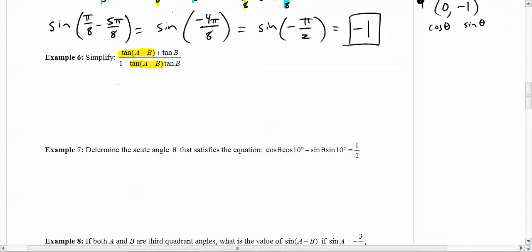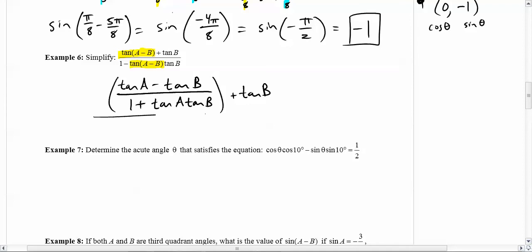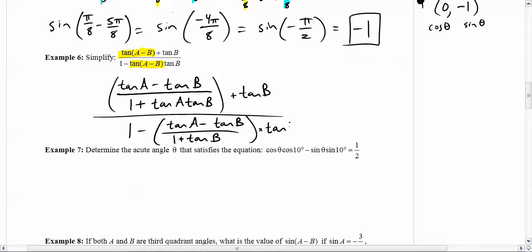So I'm going to replace that in brackets. That's tan a minus tan b over plus. I'll do the same thing in the denominator. Minus over plus. Gross. What a mess. So if I change to sine and cosine here, it would get really gross and messy. That would be like a fraction inside of a fraction inside of a fraction.